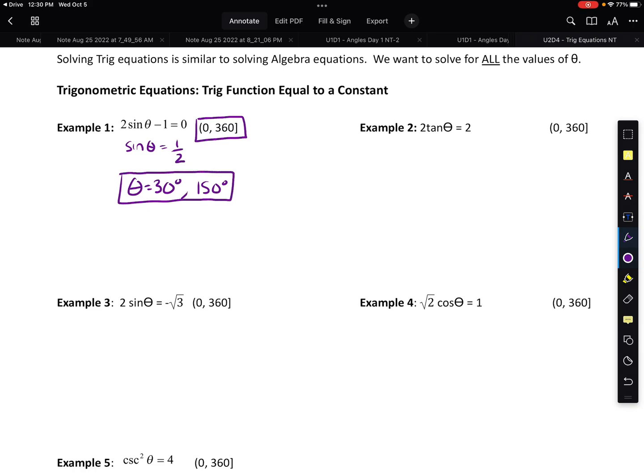So we want to isolate the trig function. We want to isolate the sine, the cos, the tan, whatever it is, so that we can then use our unit circle. Example 2. Tan theta equals 1. Now the tough thing about tan is that tan's not on our unit circle. All right, 3, 2, 1, 3, 2, 1, all over 2.